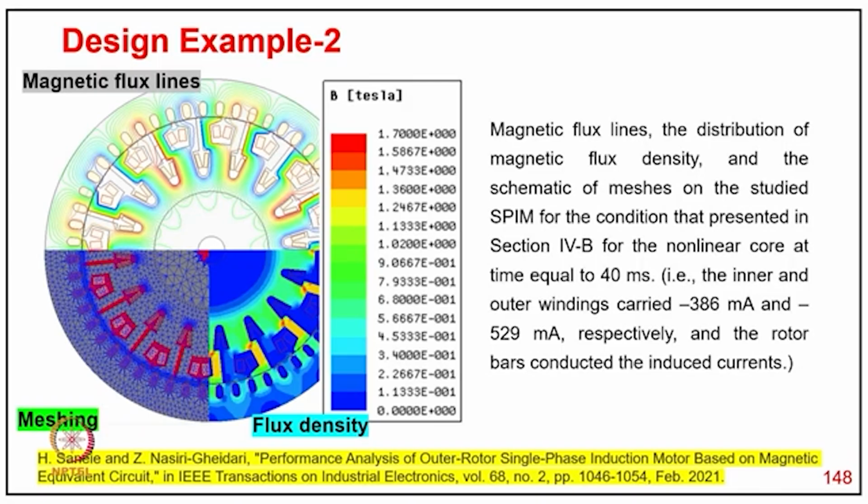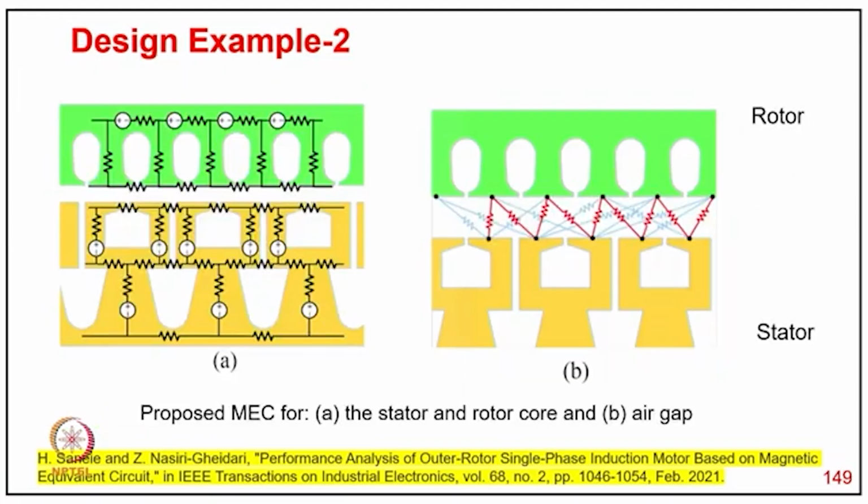The magnetic flux lines, the distribution of magnetic flux density, and the schematic of the mesh of the studied single phase induction motor are shown for the condition prescribed in section 4B for the nonlinear core at 40 milliseconds, where the inner and outer coils carried 386 milliamperes and 520 milliamperes respectively, and the rotor bars conducted the induced current.